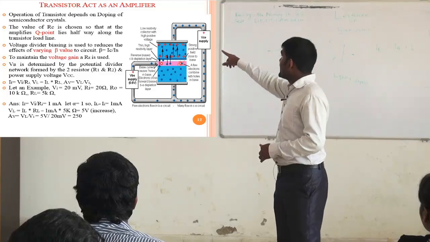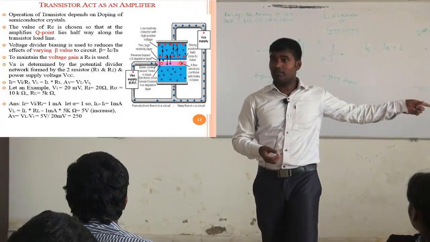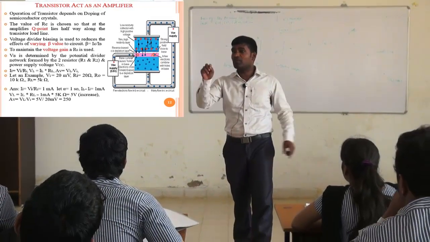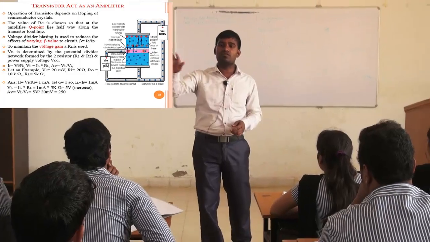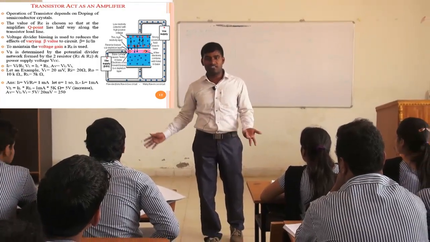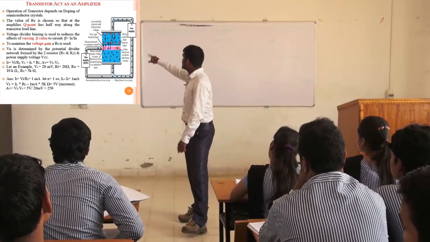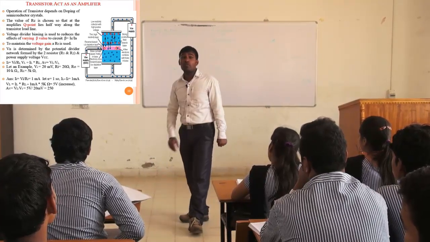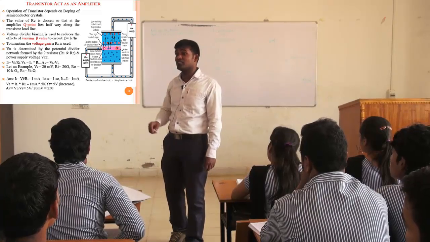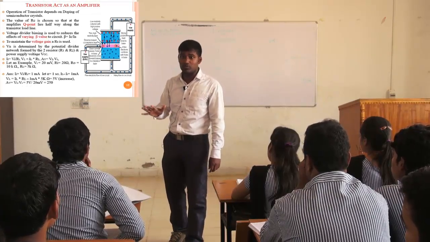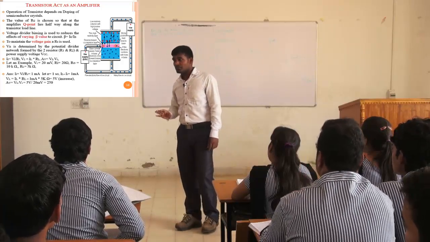Second, varying beta value. First I measure the beta value by the help of a multimeter, say 300. If after 1 or 2 minutes it changes to 250, the result also changes. So you have to make beta value constant. So for beta value you have to use a voltage divider circuit, because voltage divider circuit has more reliable output as compared to fixed bias or self bias or any other type of circuit.